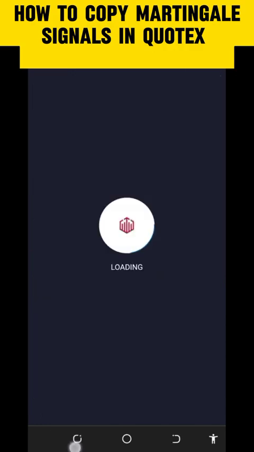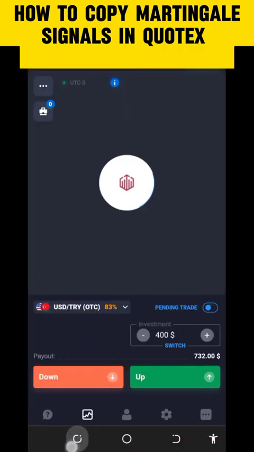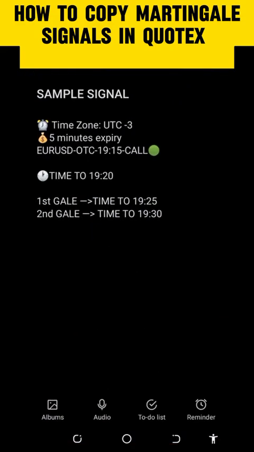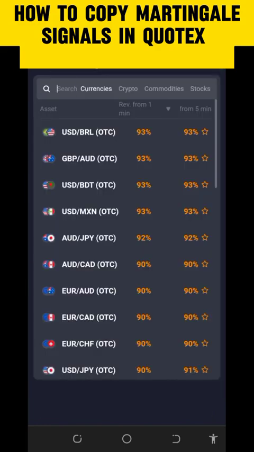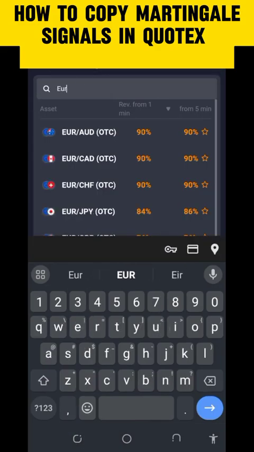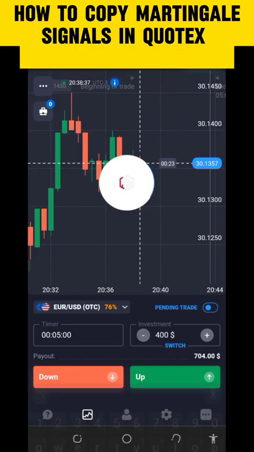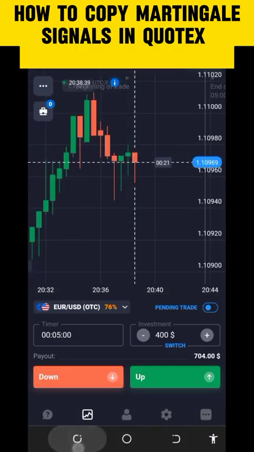That one does not change. You only change it if you see something else here, but it's always constant. The second one says that it is 5 minutes expiry, not 1 minute, and the currency pair is Euro USD OTC. So you select your currency pair.